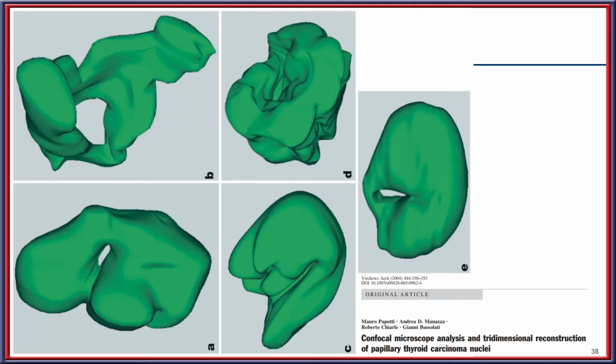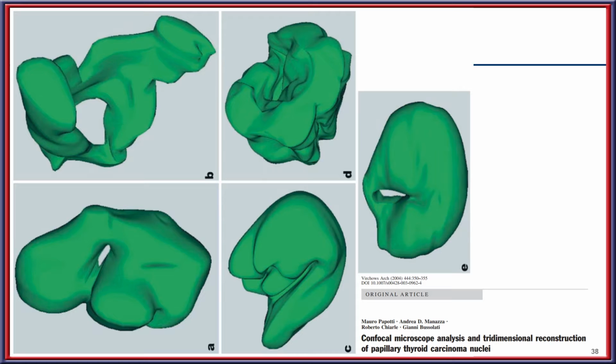So again, if one were to look at this on electron microscopy, I think you can see that that intranuclear groove is actually related to folding of the nucleus, and therefore the groove is actually a legitimate alteration in the contour of that particular nucleus.